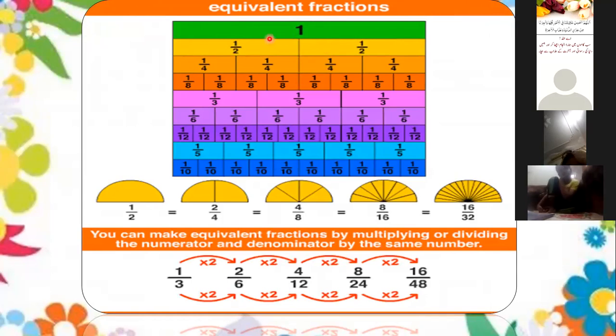In the same way, we have divided this one whole into 4 equal parts. The proportion of the shape is the same, but we have divided this one whole into 4 equal parts. So each part is called a quarter and all 4 parts are called fourths.